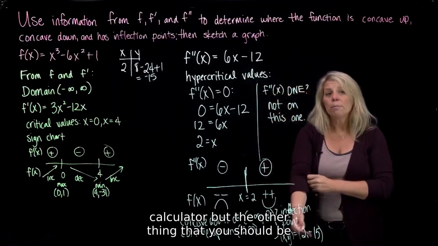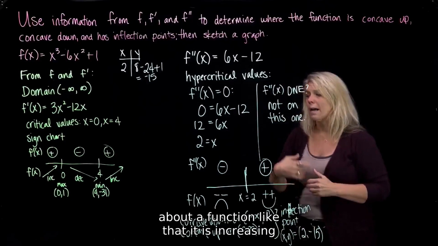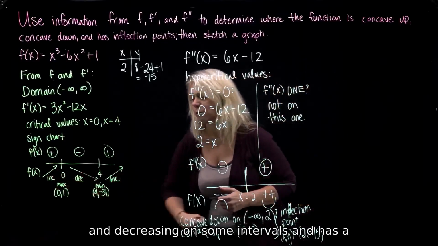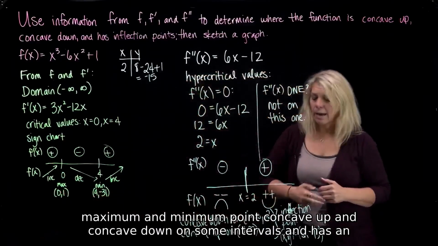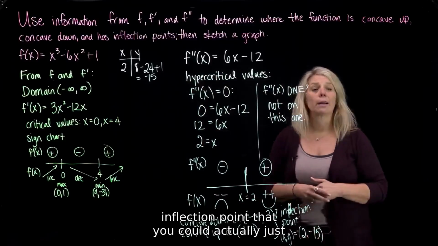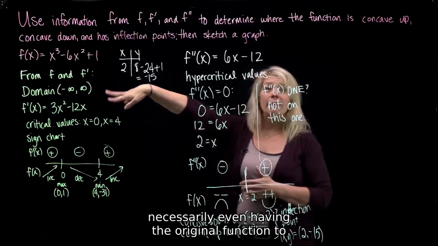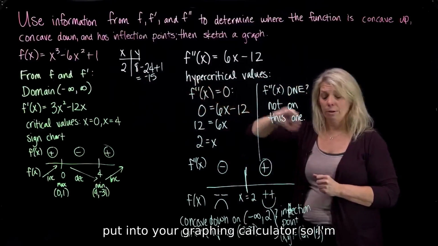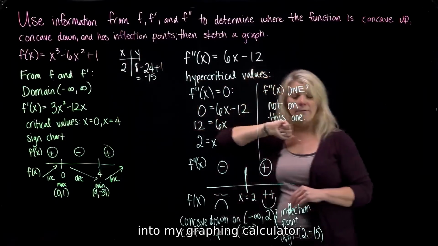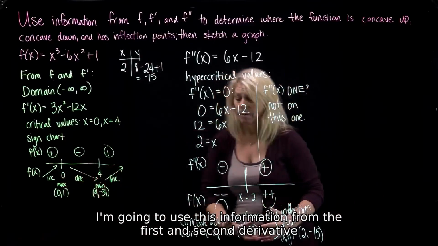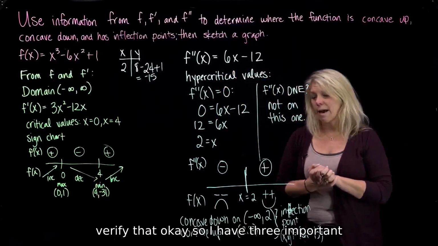But the other thing that you should be able to do is that if you are given information about a function, like that it is increasing and decreasing on some intervals and has a maximum and minimum point, concave up and concave down on some intervals, and has an inflection point, that you could actually just sketch the graph from the information without necessarily even having the original function to put into your graphing calculator. So I'm going to sketch this graph. Instead of putting the original function into my graphing calculator, I'm going to use this information from the first and second derivative to sketch a graph, and then maybe use a graphing calculator to verify that.